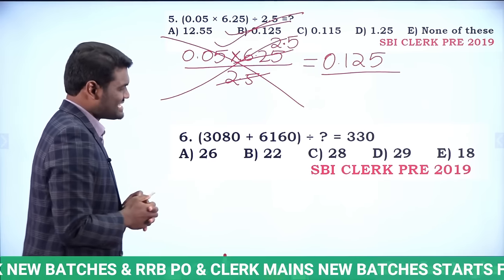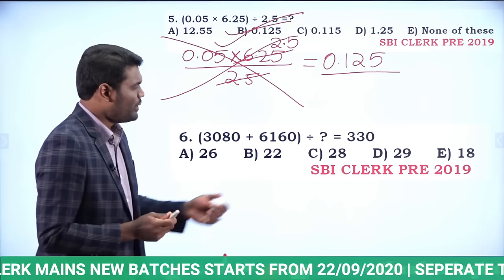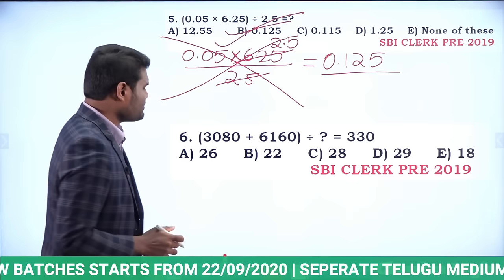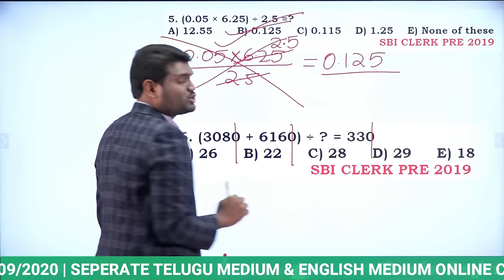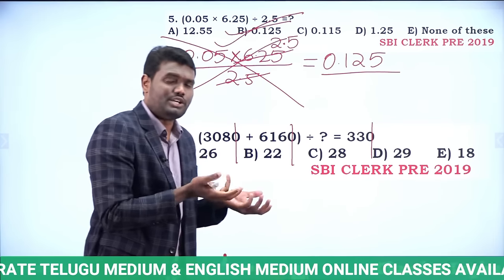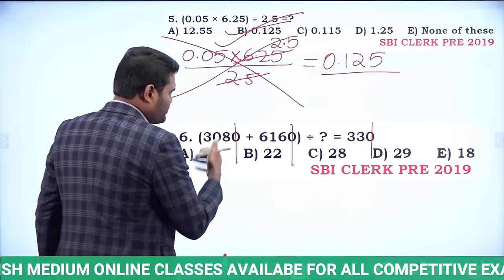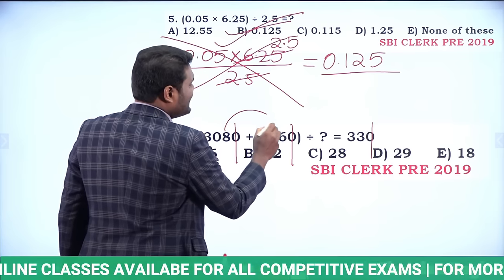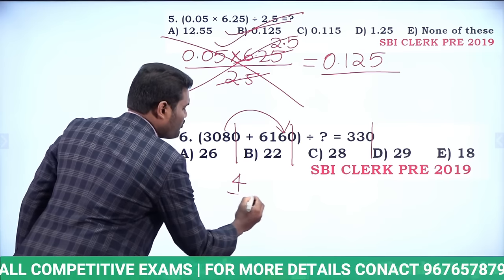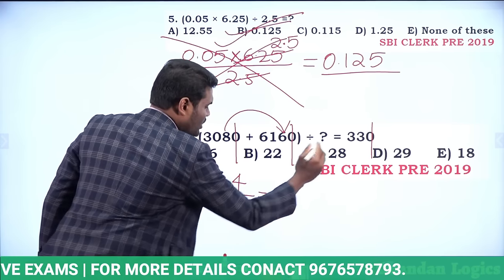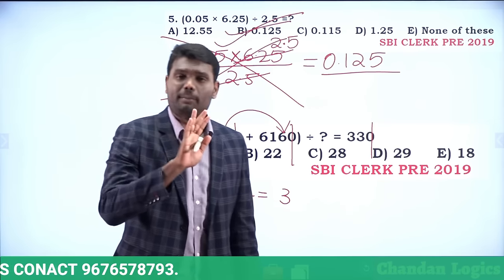3080 plus 6160 divided by question mark is equal to 330. We need to say what this question mark is. If you observe here, I can simply neglect this 0. 0, 0, 0, so neglect it. Why? Because even if I have that 0, it does not make any change. That is the reason, neglect it. And if you add them, this will be 8 plus 6. 8 plus 6 will be 14, where the last digit will be 4. 4 by question mark is equal to how much? Last digit is 3. I am doing only the last digit, I am not doing the complete calculation.